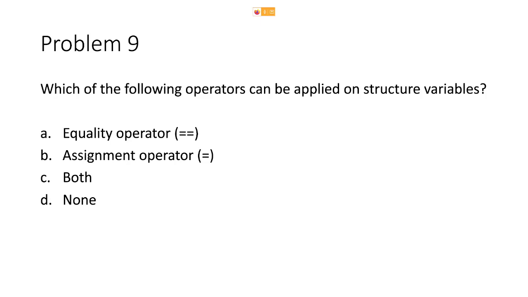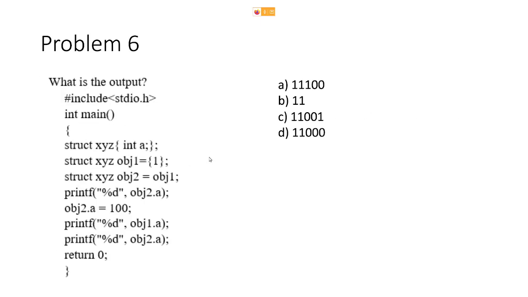Okay. So it's saying which of the operators can be applied on structure variables. Option B says assignment operator. I think we have already seen here, like we created this object 2 of type struct xyz. We use the assignment operator here to initialize it to object 1, right? We created a copy here. So you can definitely use the assignment operator.